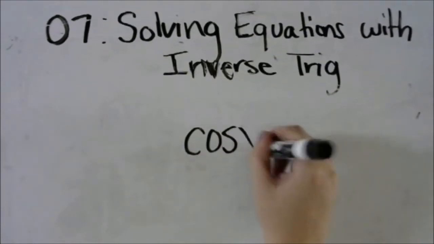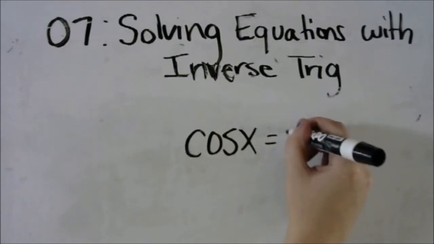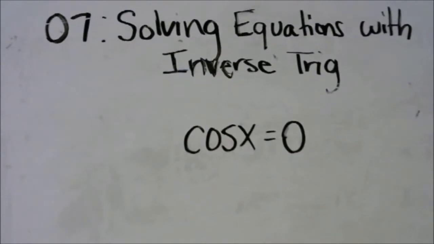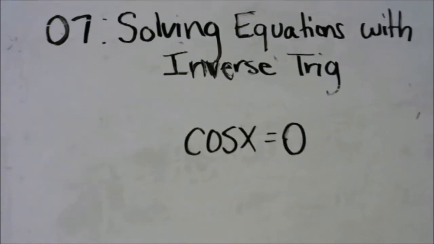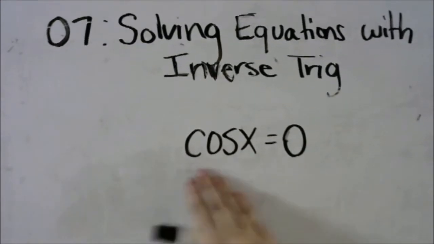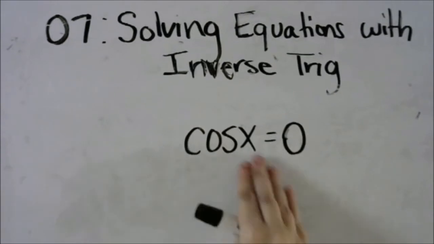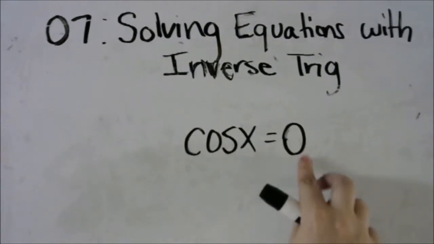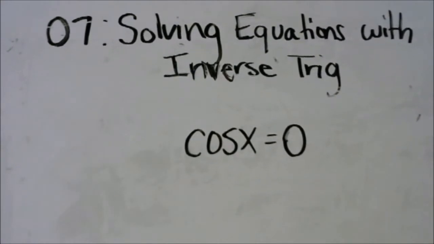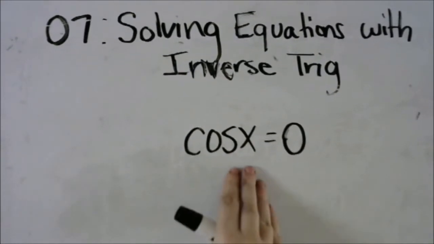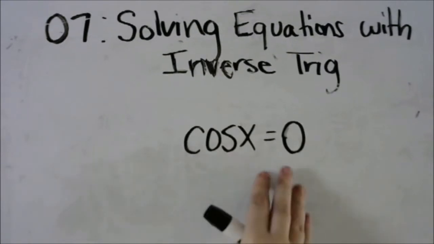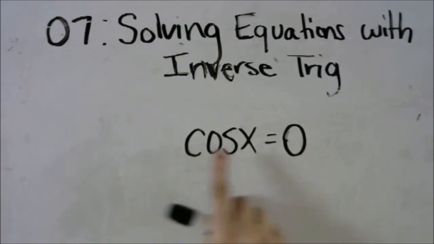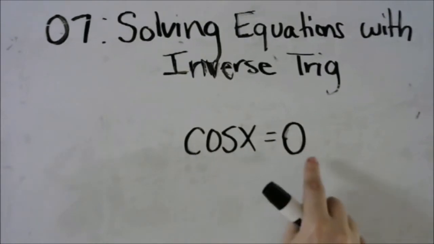Cosine x equals 0. Now, we're used to seeing identities and verifying identities. In the case of an identity, the equation is always true for all values of x. This is unequivocally equal to that. This, however, is not an identity. This is considered a conditional equation. For a limited number of x values, cosine x equals 0.